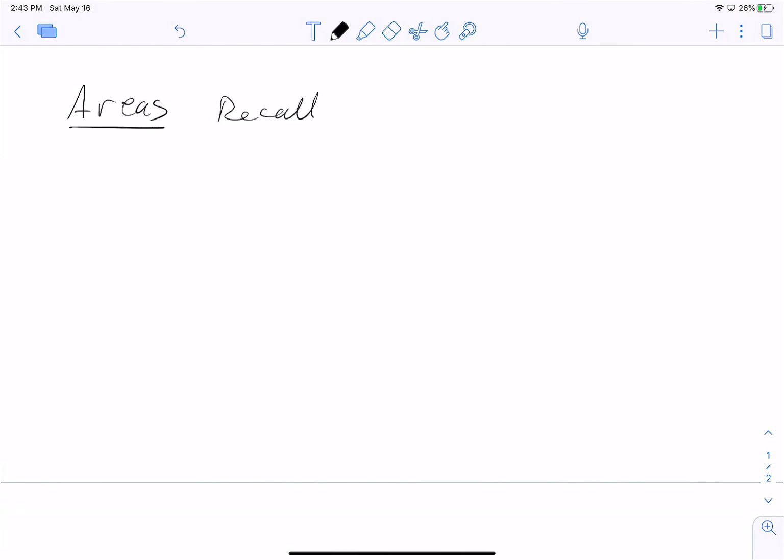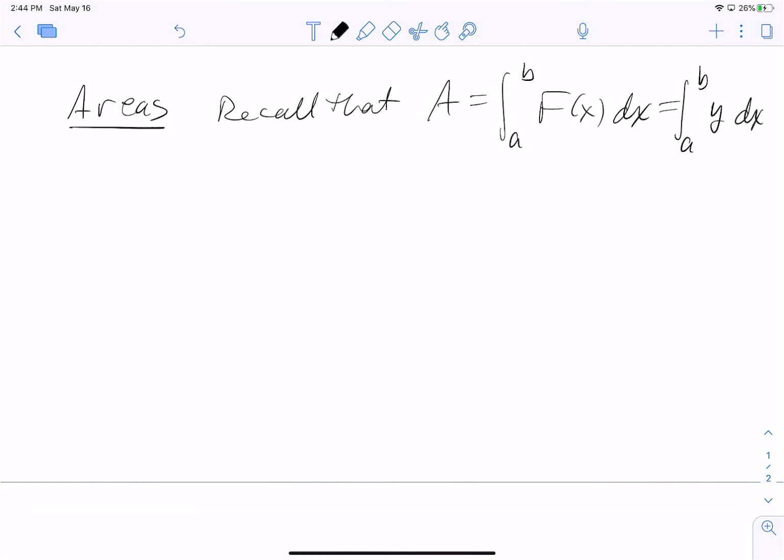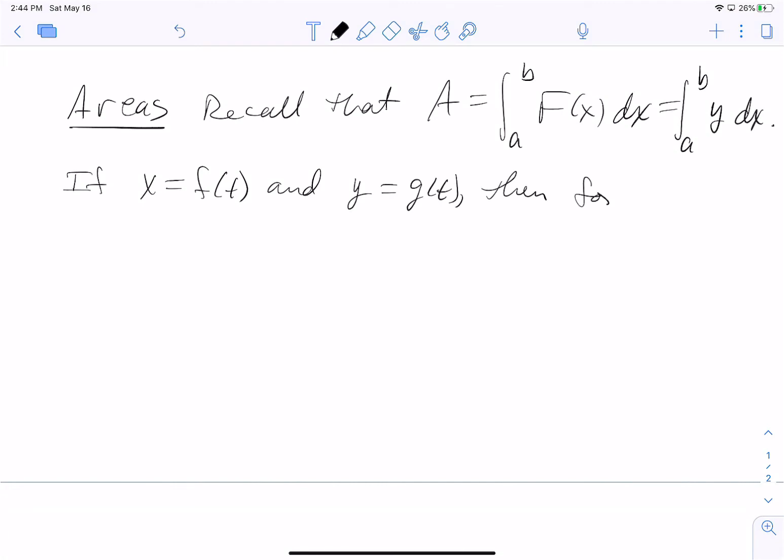Recall that the area under a curve is given as the integral from a to b of f of x dx, and it's the area provided that f is a positive or non-negative function. This can be rewritten as the integral from a to b of y dx. If x is equal to f of t and y is equal to g of t, then for t between alpha and beta, the area is given by the integral from a to b of y dx.